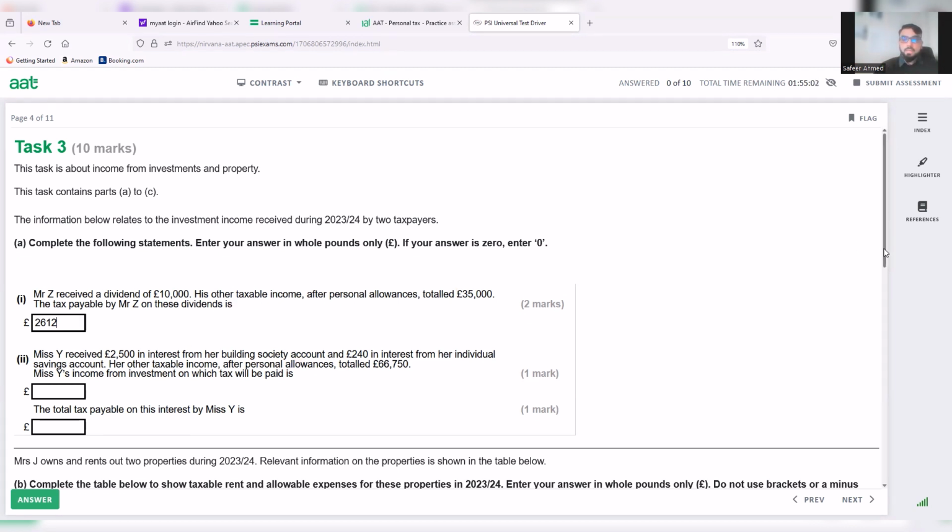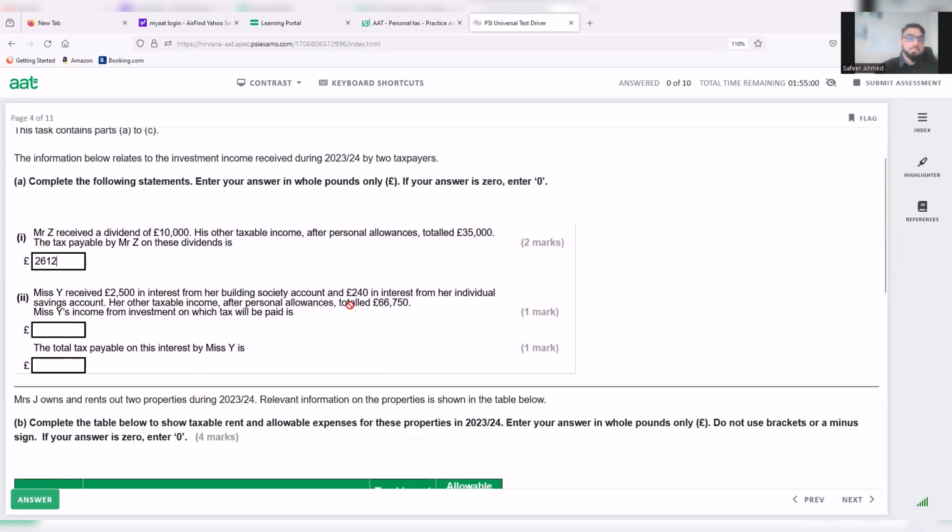Okay, so that was part 1 of A. The second part of A is: Miss Y received 2,500 in interest from her building society account and 214 interest from her dividend saving account.